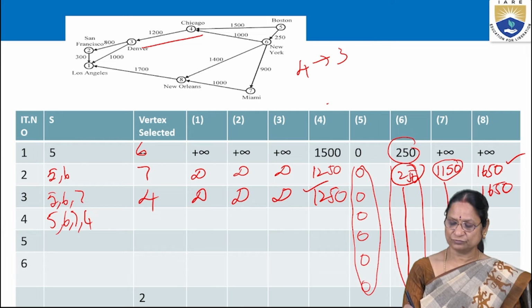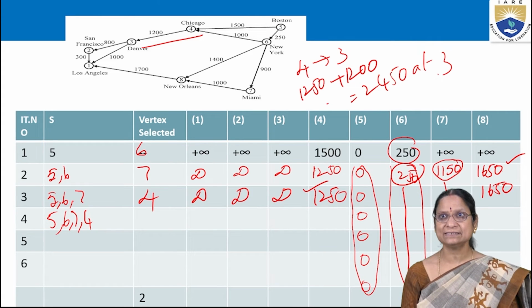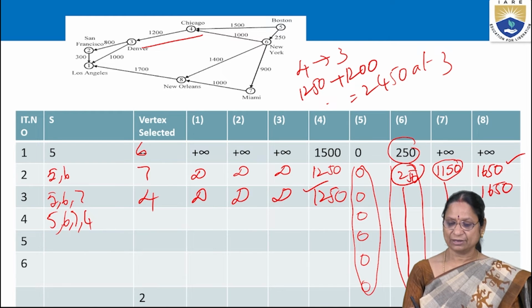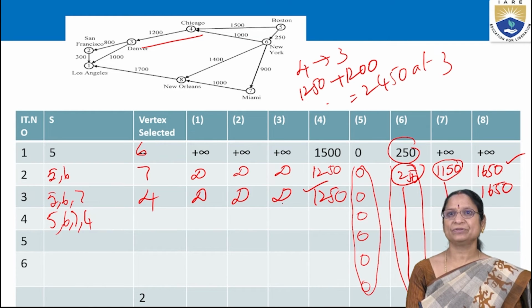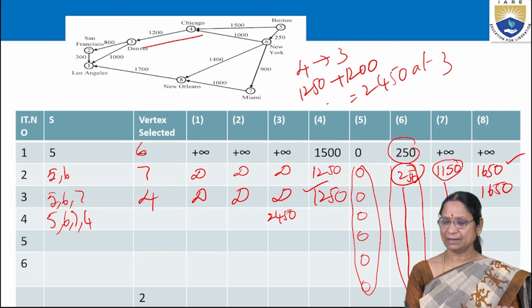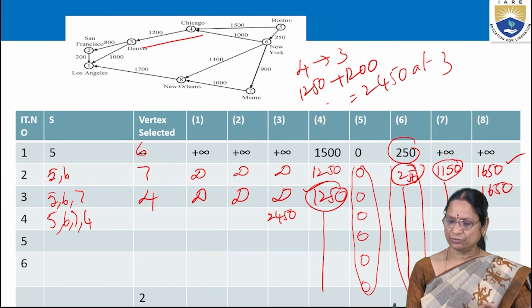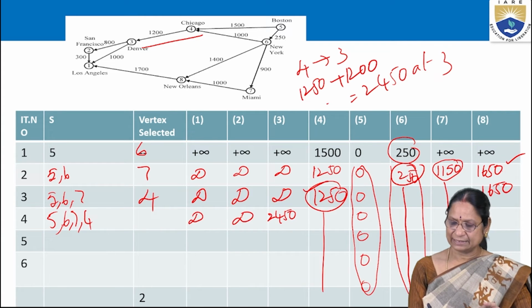The cost of 4 is 1250, plus the 4 to 3 edge, which has 1200. So the total cost is 2450 at 3. At vertex 3, the estimated cost is 2450. What was the estimated cost previously? Infinity. But infinity is greater than 2450, so this can be updated. The remaining things are as they are. So 4 was selected, so we need not consider 4 further.